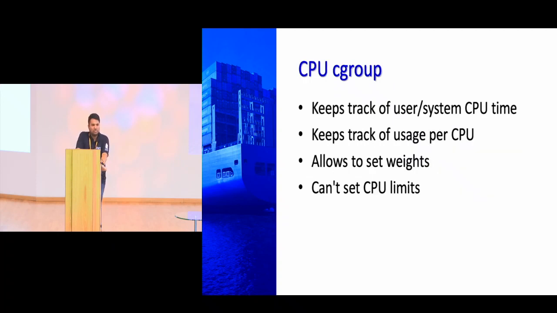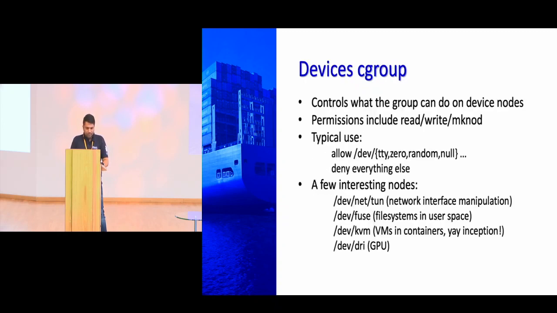Okay, so the next C group is the CPU C group. CPU C groups help in keeping track of how much CPU time or how many threads or processes are used by that particular process. You can set weights, but we can't set CPU limits. You can set weights, like this process can use this much CPU and that one this much, but you can't limit it directly.